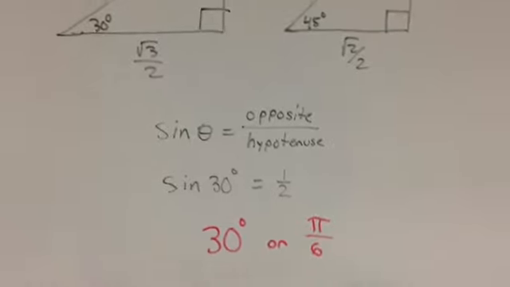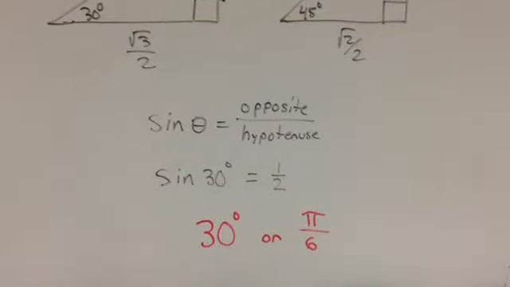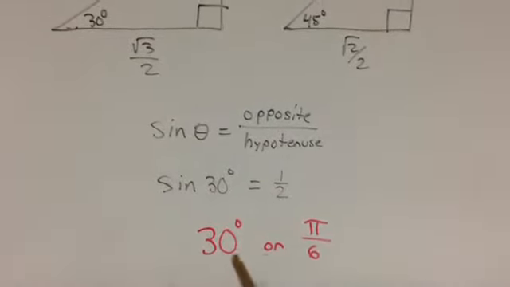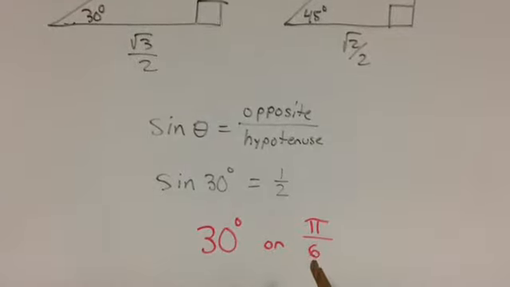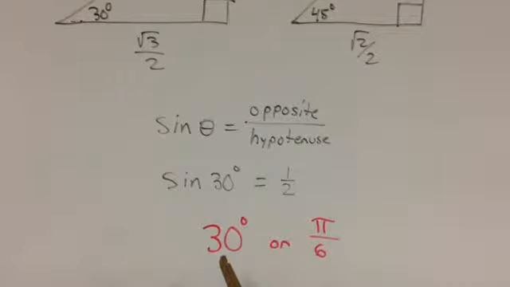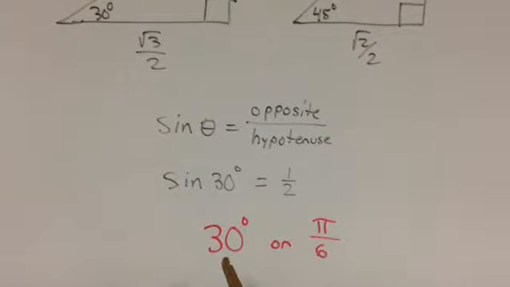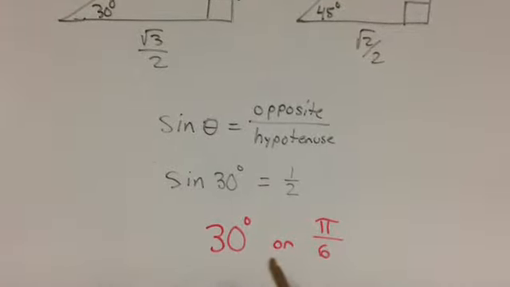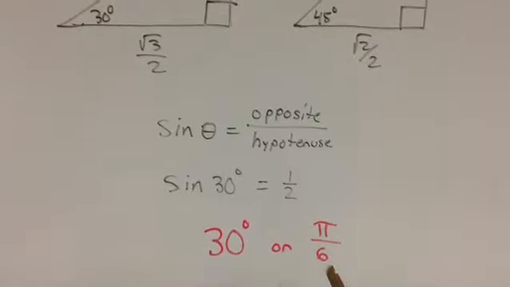Therefore, my angle must be 30 degrees, or if I write it in radians, pi divided by 6. To convert from degrees to radians, you multiply by pi and divide by 180 degrees.